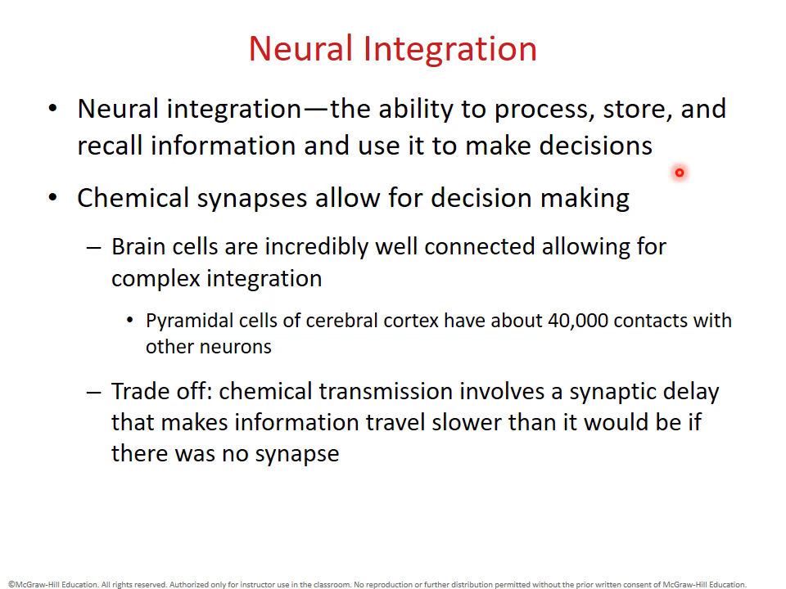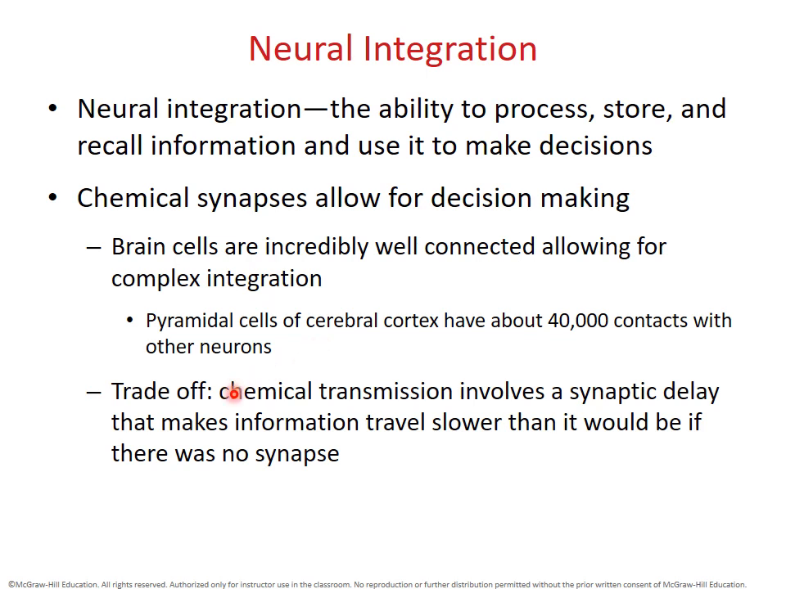Okay, so the first thing to remember about interneurons, which do most of the neural integration, is that they're multipolar neurons, and they can have an incredible number of connections with other interneurons, and this is what allows for complex integration. So remember, some neurons in the brain can have as many as 40,000 contacts with other neurons, and in the cerebellum you can have even more, up to 80,000 contacts with other neurons. So these neurons are incredibly well connected or networked with one another.